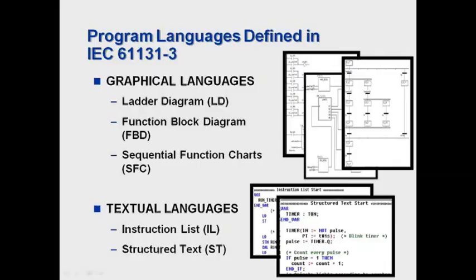This is the training video for understanding the programming languages defined in IEC 61131-3 standards. There are 5 different programming languages that are standard throughout many PLC manufacturers. The graphical languages, which include ladder diagram, function block diagram, and sequential function charts, and textual languages, which are instruction list and structured text.